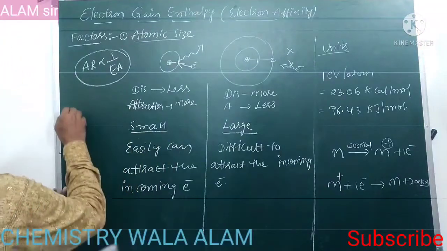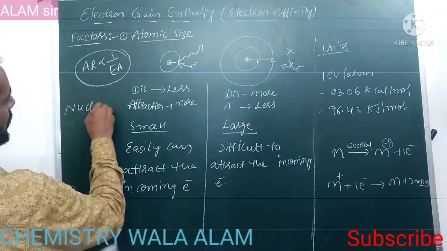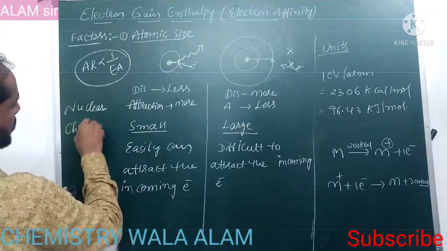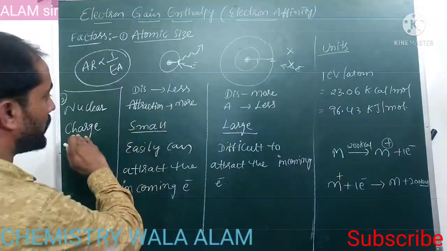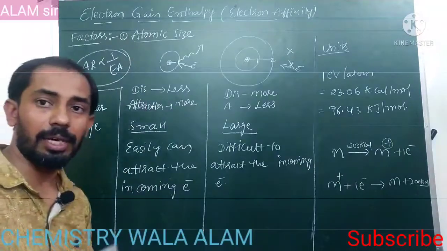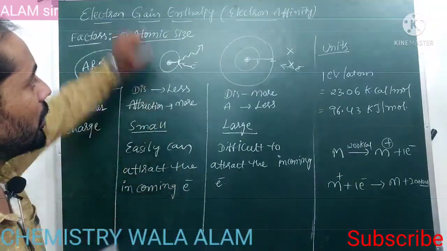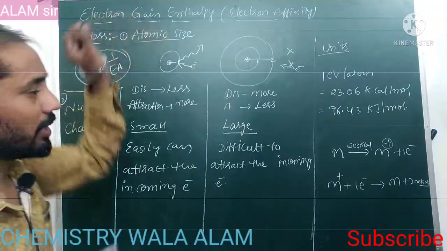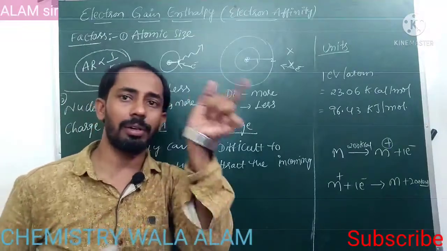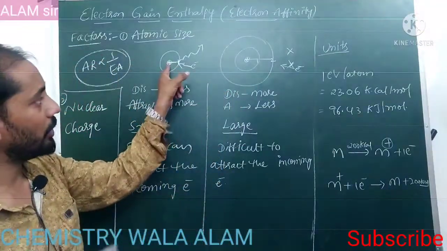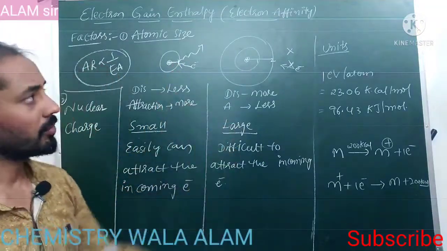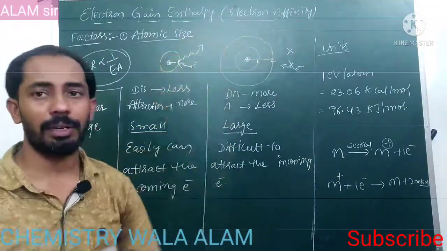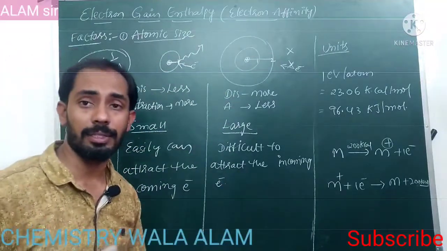We can consider nuclear charge here as the second factor. This nuclear charge and atomic radius have a relation. What is the relation? Nuclear charge is nothing but the effect of the nucleus on the valence electron, on the last shell, the valence shell.